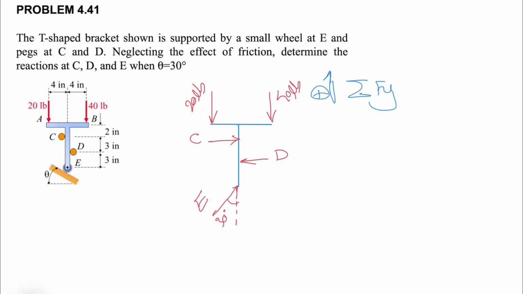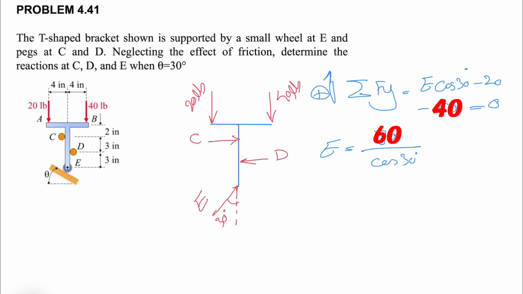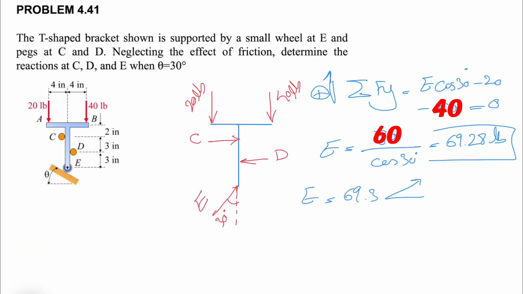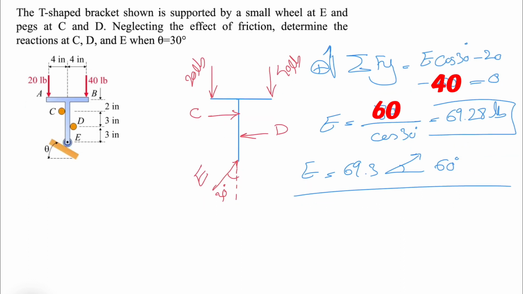Let's start with the Fy, because looking at the y direction, the only unknown that we have would be the E. And this will be our positive direction for y, so we simply have E cosine of 30 minus 20 minus 60 equals 0, and from here the only unknown will be E, which will be 60 plus 20, 80, divided by cosine of 30 degrees. And if we find this, we'll get 69.28 pounds, and that would be our E component. I want to show it, we can go with 69.3, and the angle will be 60 degrees with x axis.